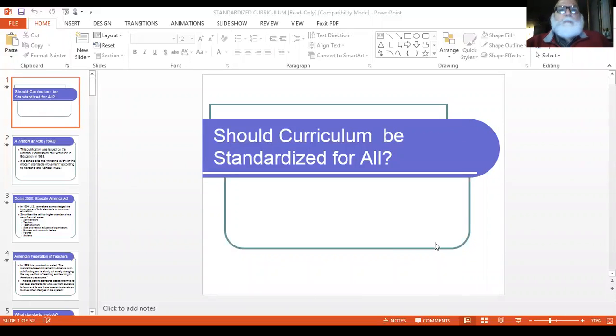You should be able to see a PowerPoint now. Should curriculum be standardized for all?